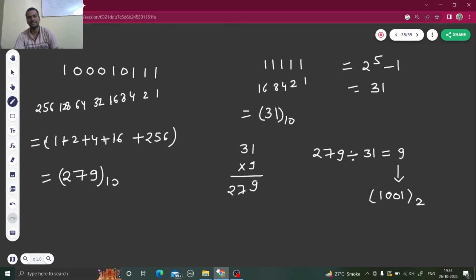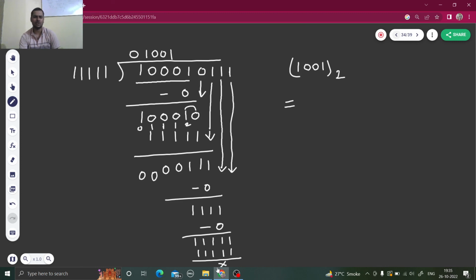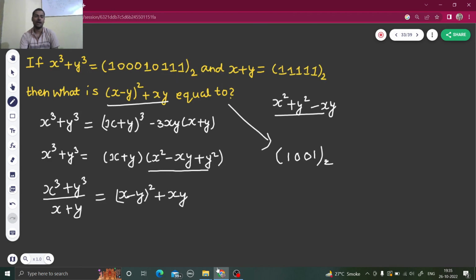Don't go to the writing. I'm not able to control this pen because it sometimes lags. So that doesn't matter. The concept matter. You now know how to divide binary to binary also, and by converting it to decimal also. So I hope you are able to understand its problem. It was not difficult problem, because if you know formula, you can easily perform division and report your answer.